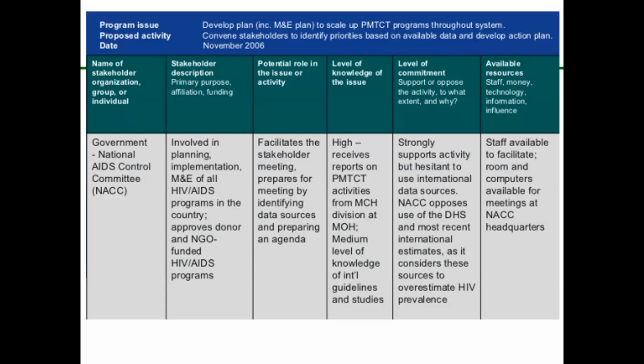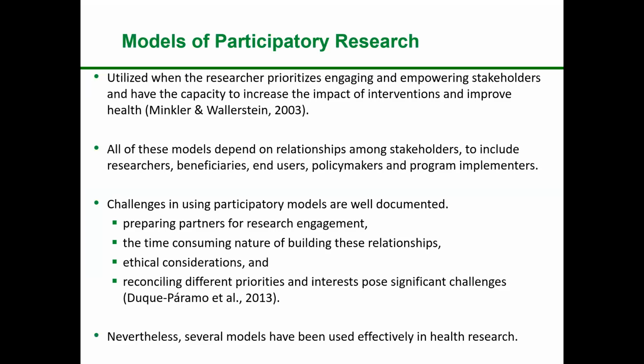And this was used, this is just an example of one way to use this matrix. This was being used by USAID to develop a development plan to scale up PMTCT programs throughout a system. And you can see they're looking to convene stakeholders to identify priorities based on available data and develop an action plan. So they have Government National AIDS Control Committee. They describe how they're involved in the issue at hand, the potential role of the activity, the level of knowledge, the level of commitment, and the available resources.